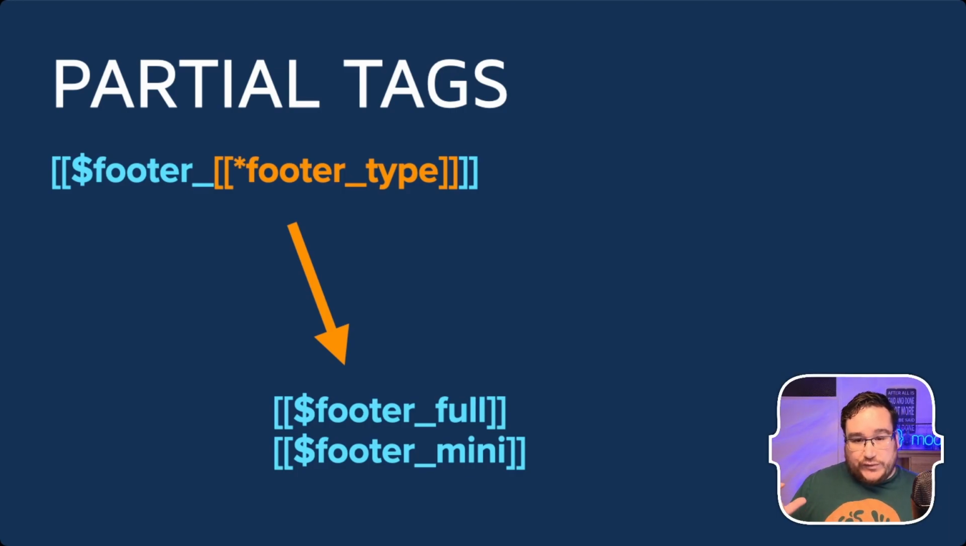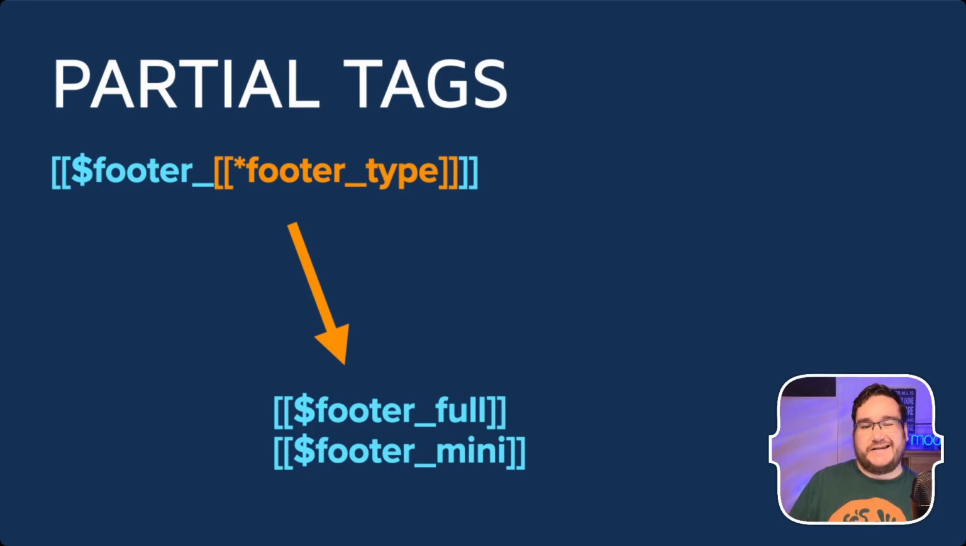The parser will first replace the inner tag, so the footer type template variable in our example, which then gives it another tag for the footer to use, so the footer full or the footer mini chunk tags. This can be a very simple way to set up and maintain conditional elements on your page. Things that might be slightly different depending on where it is on your site. So if you find yourself adding multiple very similar conditional output filters or if snippets, this is something you may want to consider to see if you can encapsulate that logic into different variations.